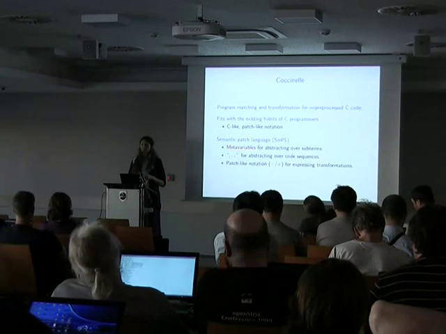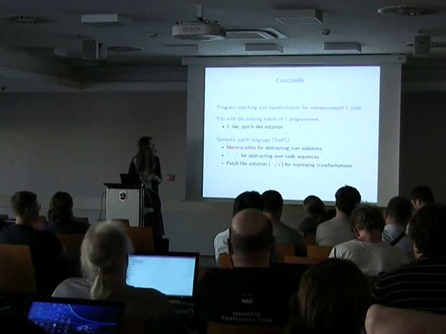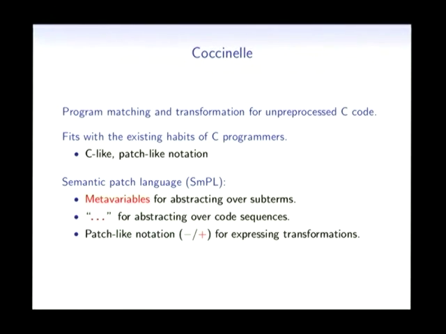Okay, so for this we have proposed Coccinelle. Coccinelle provides program matching, so you can search for things. Transformation, if you know what to do all the time, you can just do that automatically. And it's for unpreprocessed C code. Okay, so the tool is going to be working on the code the way you see it. So macros are not going to be expanded, ifdefs are not going to disappear.